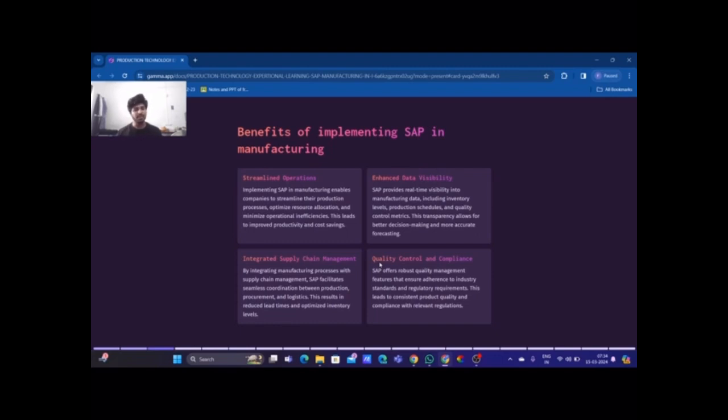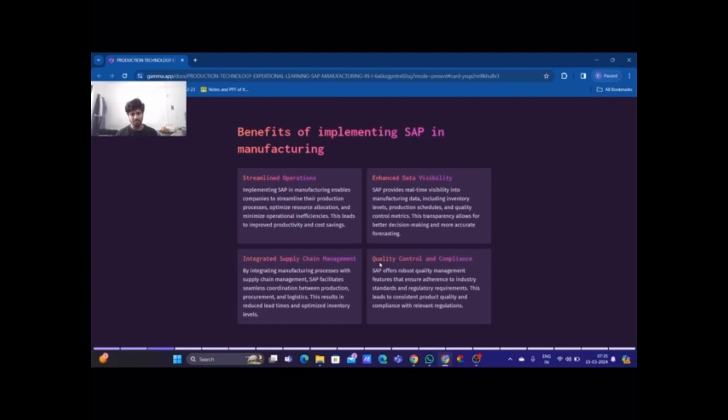So the next one is integrating the supply chain. Integrating manufacturing processes means supply chain management where the facilities will seamlessly coordinate between production, procurement and logistics. This leads to time savings and optimization of inventory levels, in which you will have great merchandise, great product, and so on. So the last one is quality control and compliance.